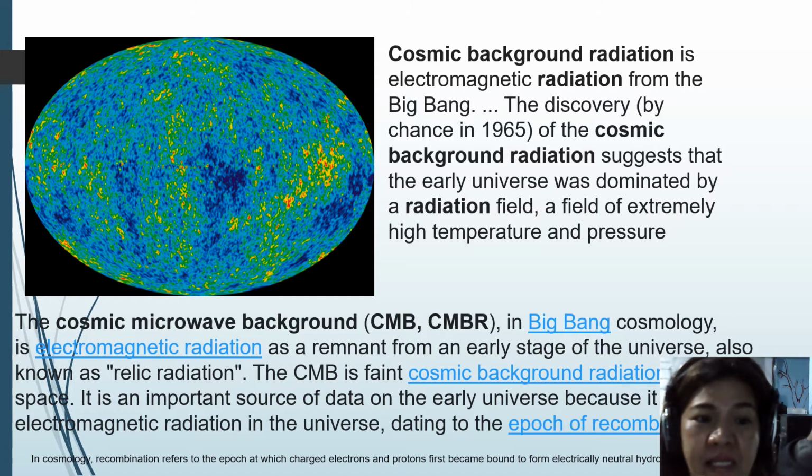So this CMB is a faint cosmic background radiation filling space. It is an important source of data on the early universe because it is the oldest electromagnetic radiation in the universe, dating to the epoch of recombination. So what do you mean by epoch of recombination? So in cosmology, recombination refers to the epoch at which charged electrons and protons first became bound to form electrically neutral hydrogen.